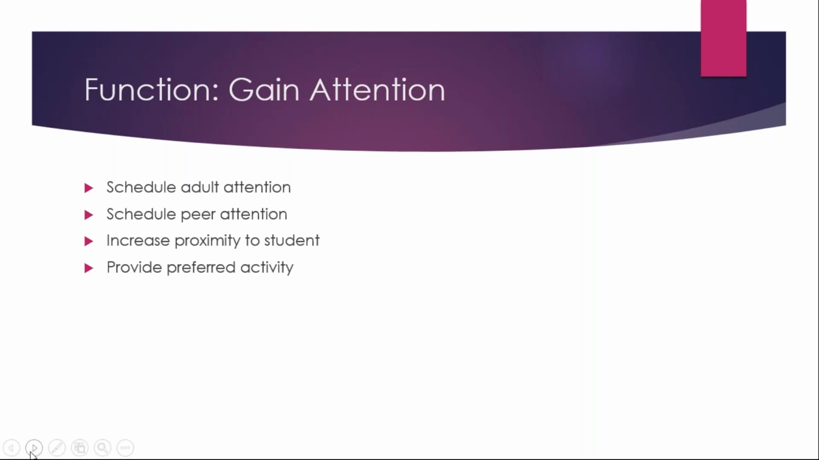So when we talk about gaining attention, or the function of wanting attention, things to consider are to schedule adult attention. Have an adult work with the student. Having an adult periodically provide attention helps with decreasing challenging behaviors. It increases positive interaction with the student and provides increased specific praise for appropriate behavior. We want to schedule peer attention. You can do this by pairing the student with a peer or using a peer tutoring or peer buddy approach in the classroom.